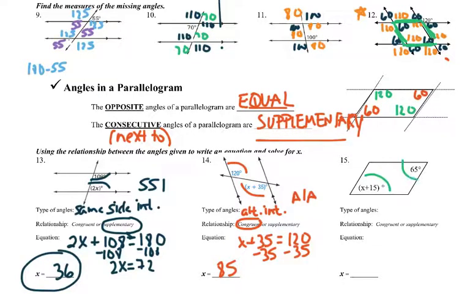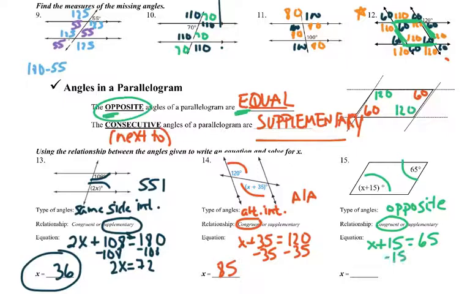The last one here, these angles are those opposite angles of a parallelogram, so I'm just going to say opposite. And the opposite angles are equal. And again, we have vowels with vowels, opposite equal. So x plus 15 equals 65, x is 50.